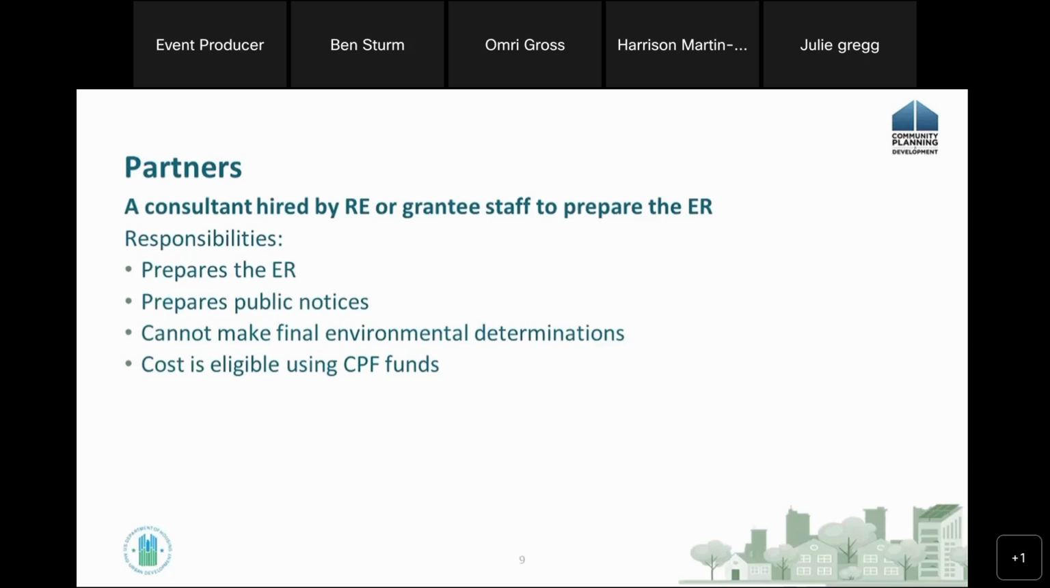Also, one other note here is that using CPF funds to pay for an environmental consultant to assist with the environmental review is an eligible cost. So keep that in mind.